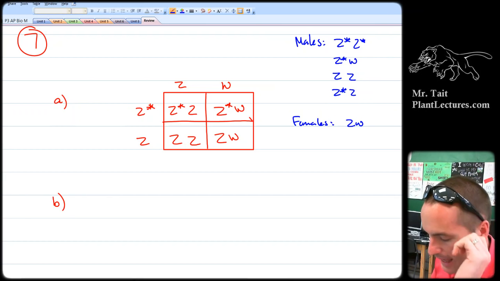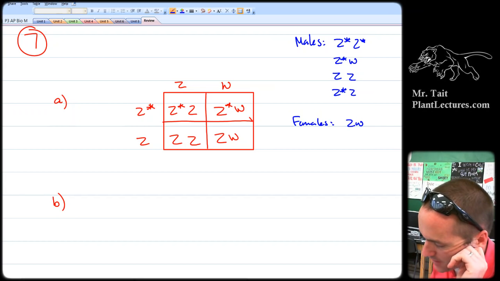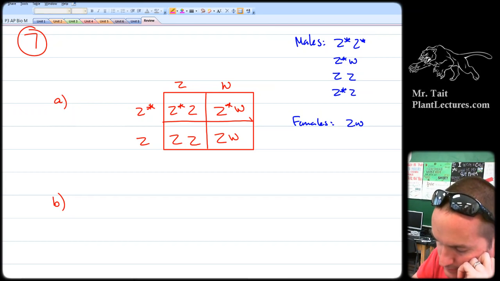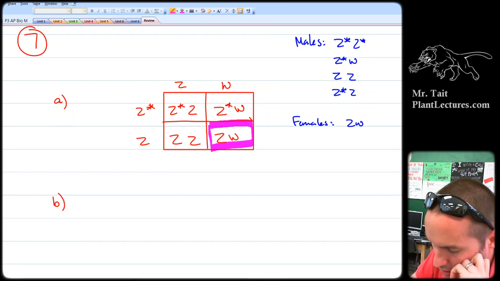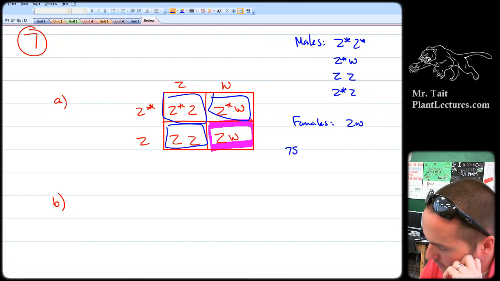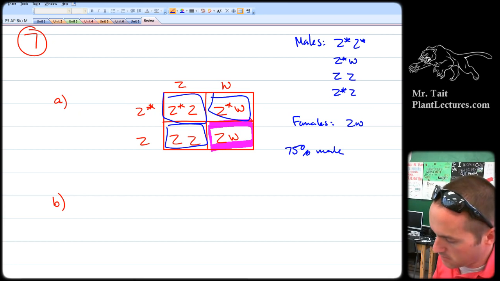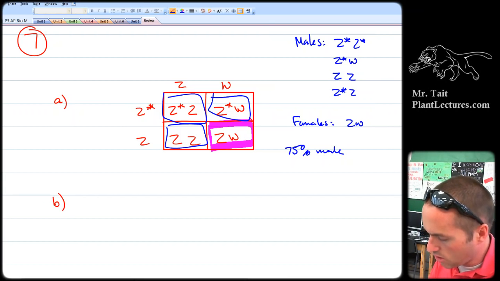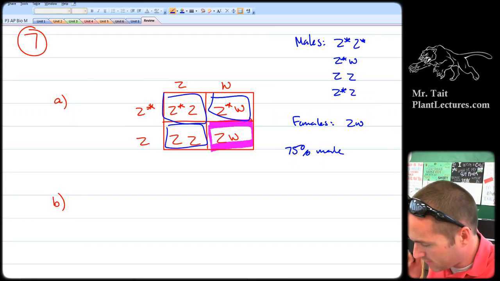So question A says, predict the percent of phenotypic males among F1 offspring in the cross shown above, the cross in the Punnett Square. Okay, so this is a female, and this is a male, and this is a male, and this is a male. So that is 75% male, which is what they wanted you to get, right? Predict the percent phenotypic males, 75%.